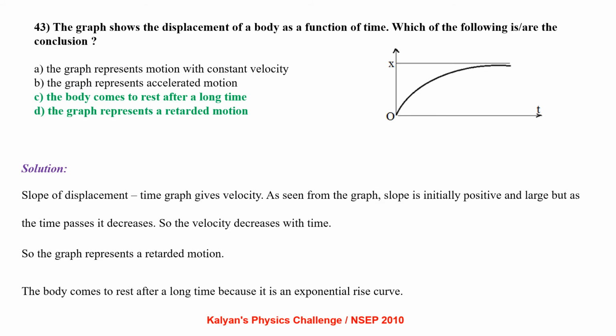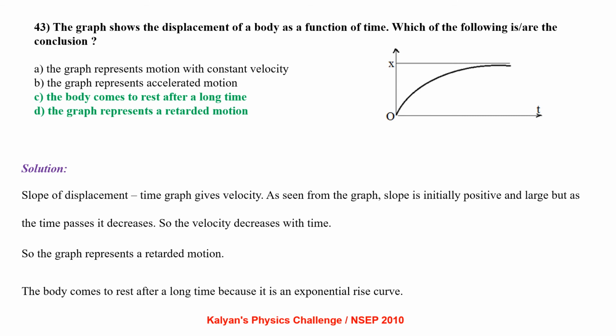The graph shows the displacement of a body as a function of time. Which of the following are the conclusions? The graph represents motion with constant velocity. The graph represents accelerated motion. The body comes to rest after a long time. The graph represents a retarded motion.